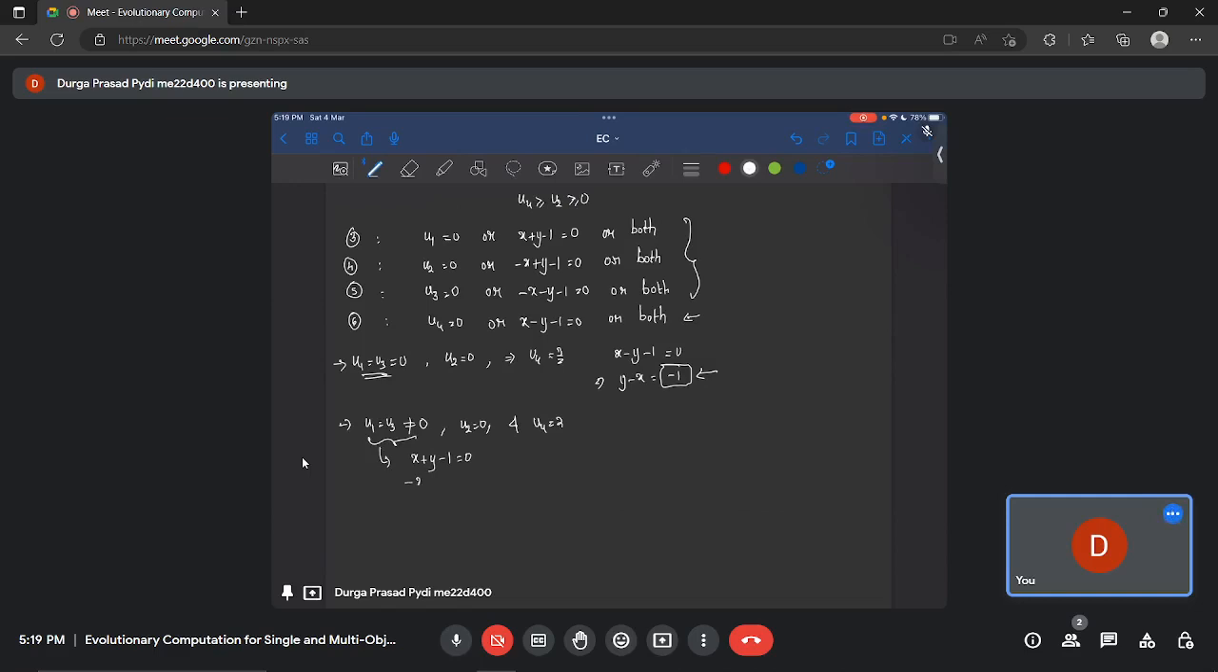and g3 is 0, that is, x minus y minus 1 equal to 0. If you were to solve these two equations, these are a set of parallel lines which do not have a solution as such. So you will never be able to get a solution of x comma y.